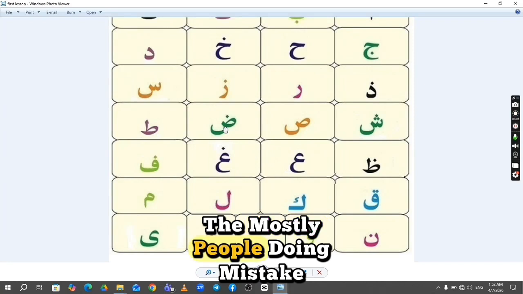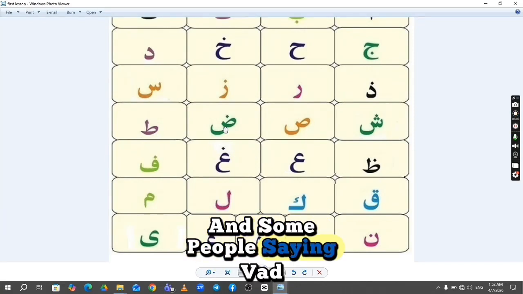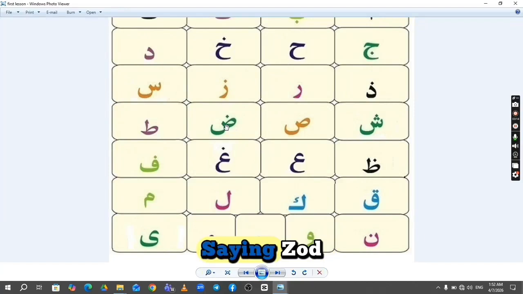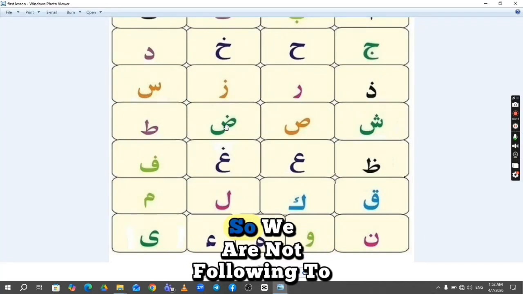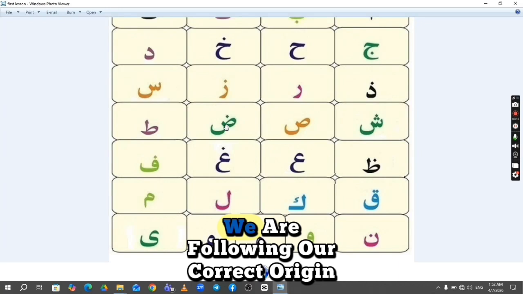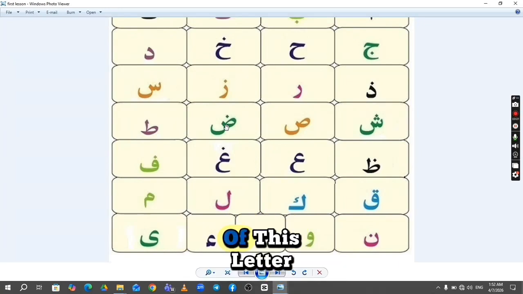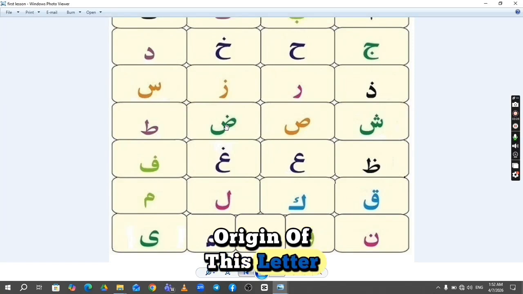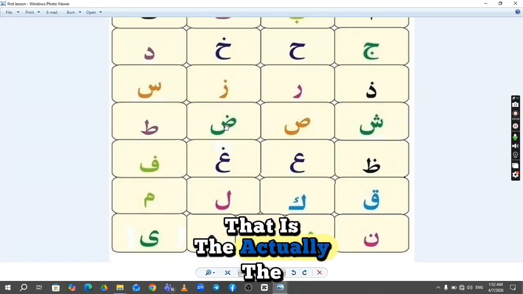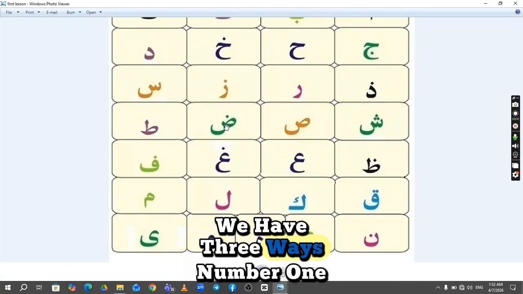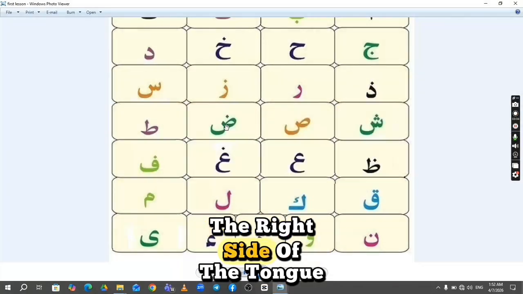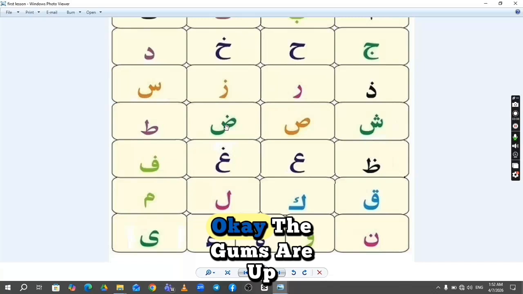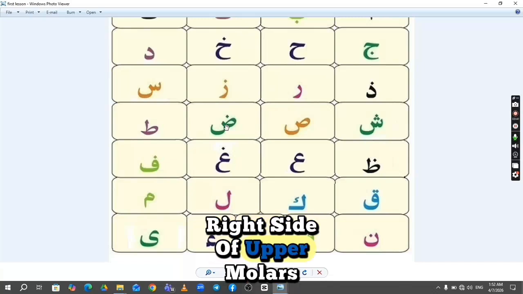Most people make mistakes here: some people say Wad, some say Dod, and some say Zod. So what is correct? We are not following anyone. We are following the correct origin of this letter. Please listen carefully. For pronouncing this letter we have 3 ways. Number 1, the right side of the tongue touches the gums of the right side of the upper molars.